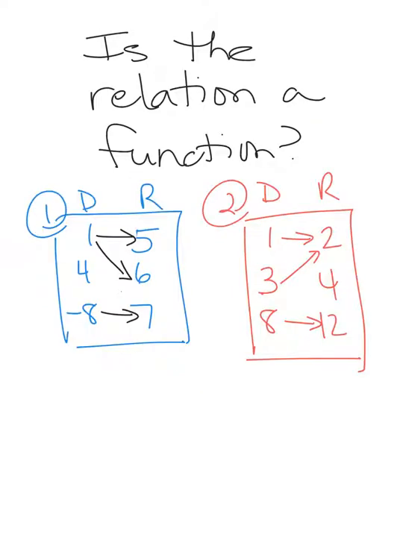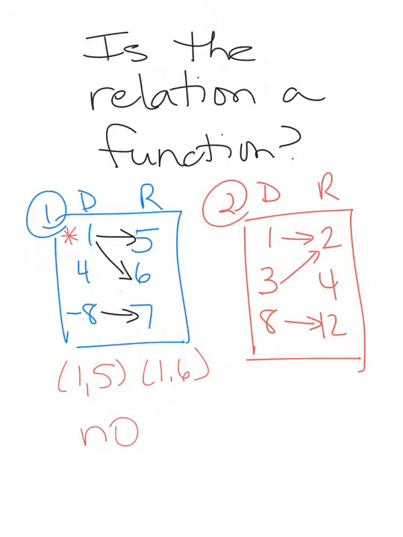Now we're going to look at it in a mapping situation. So it says again, is a relation a function? In the first example, we have 1 is paired with both 5 and 6. This piece right here is the one that causes the problem. 1 is paired with 5 and 1 is paired with 6. If we were to write that as an ordered pair, it would look like this. So in this case, the answer is no, it's not a function, because for an input there is more than one output. 1 is paired with both 5 and 6.